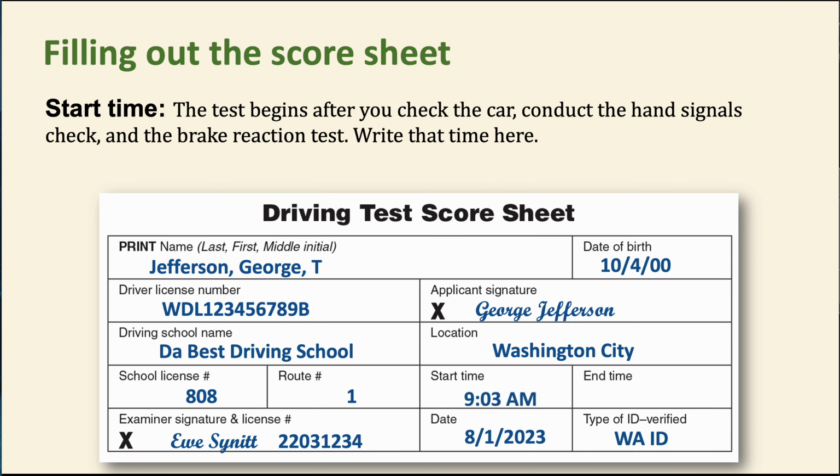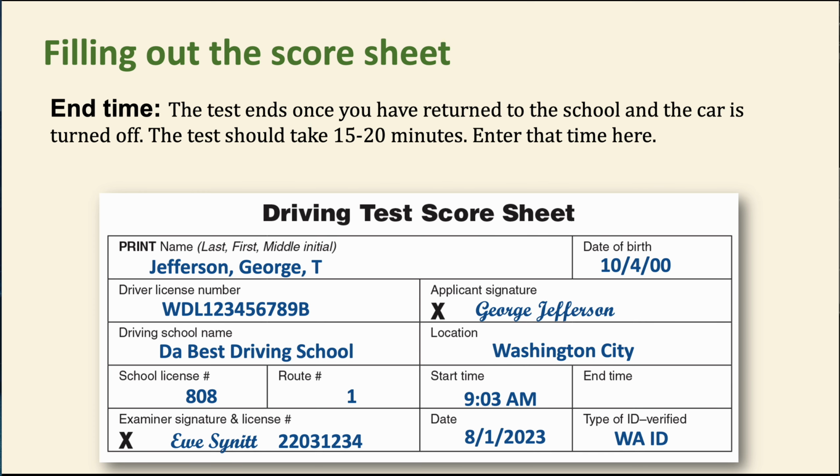Write the start time on before you go. After you check the car, do the hand signals, brake reaction test, now you write that time in here. So you may have started the hand signals at 9 a.m., but you got in the car and said, "All right, let's turn to the right." That's 9:03. That's the time you start.